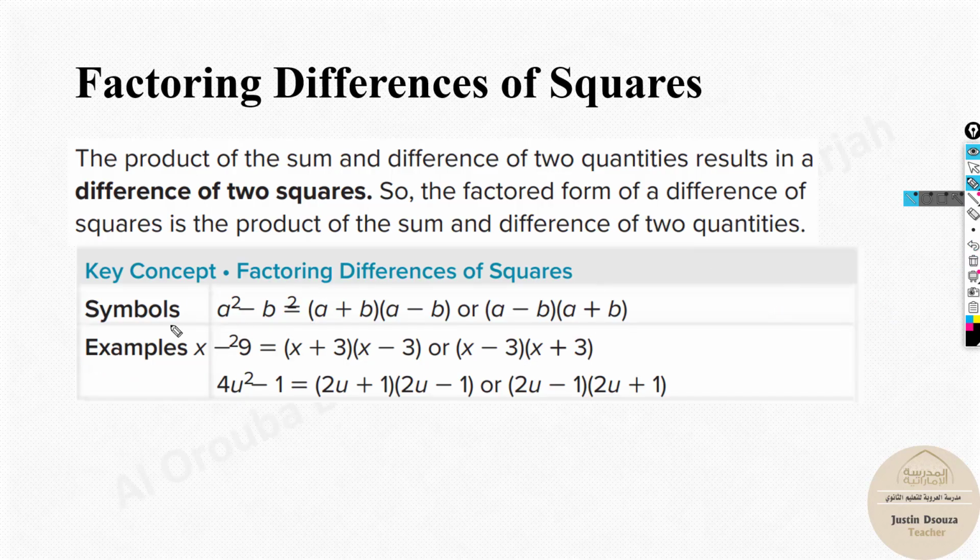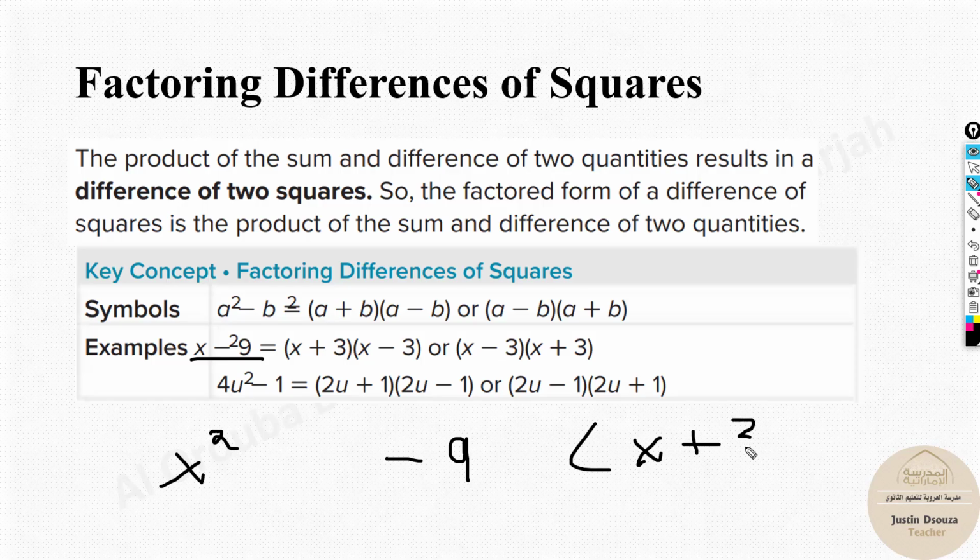Now here, it's one of the easiest because it is just the squares, right? The first and second term are squares over here. Now you have x squared minus 9. All you need to do is find the square root of each term. Square root of x squared is x, and the square root of 9 is 3. So you write plus 3 and minus 3. This is the answer.